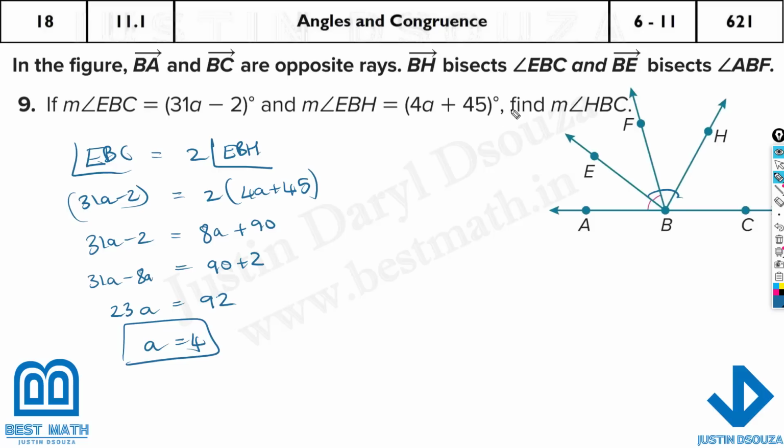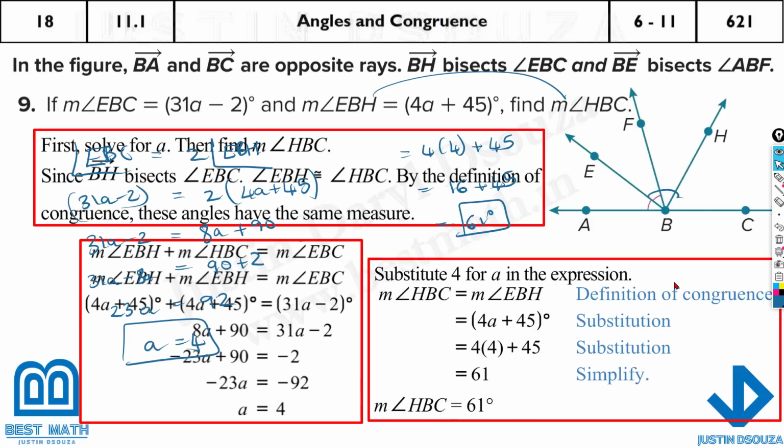Now what we need is HBC. We know EBH and HBC are both equal, so I'll just solve for 4 times a plus 45. 4 times 4 plus 45. Here we will have 16 plus 45, and the answer is 61 degrees. So that is the final answer. It is 4 and 61 degrees.